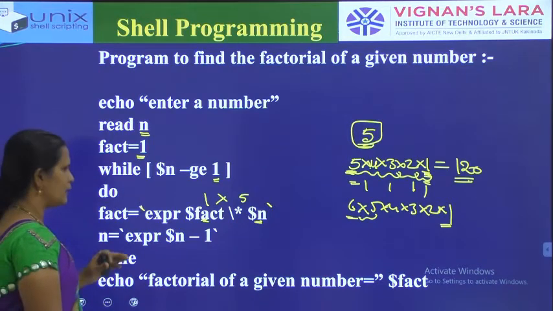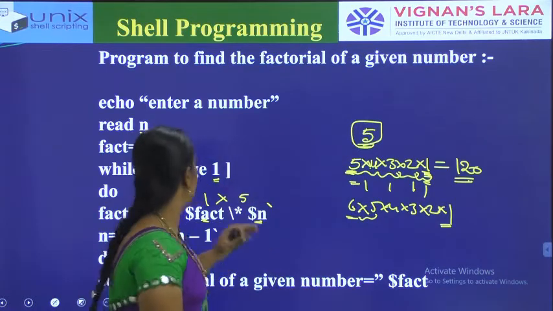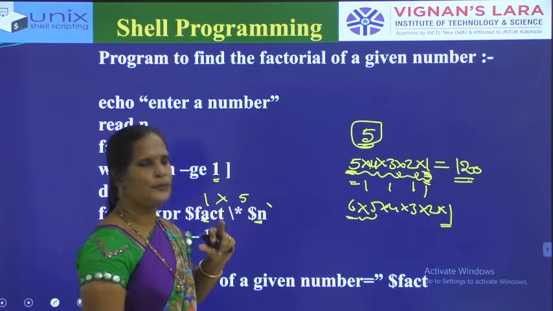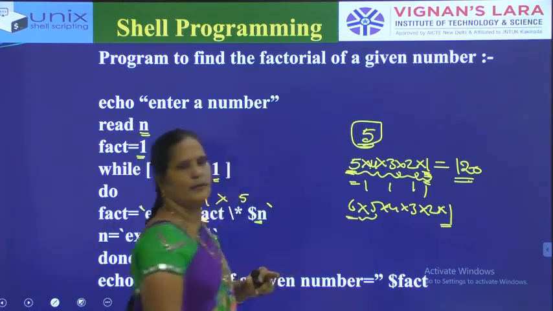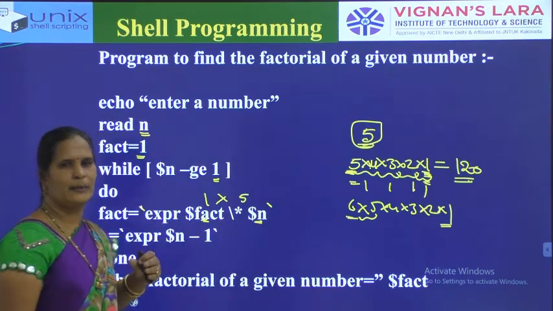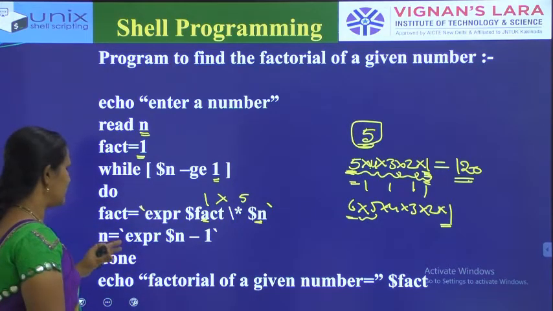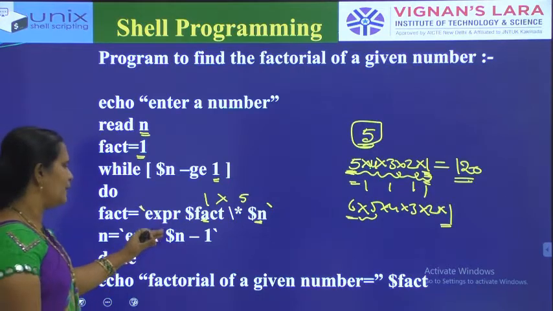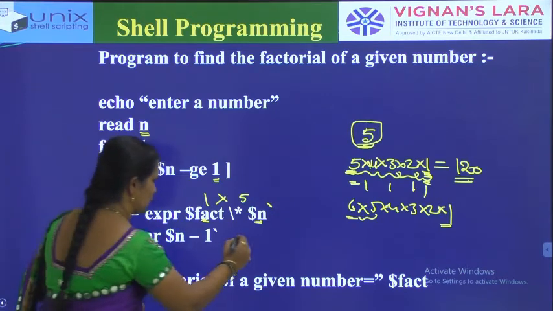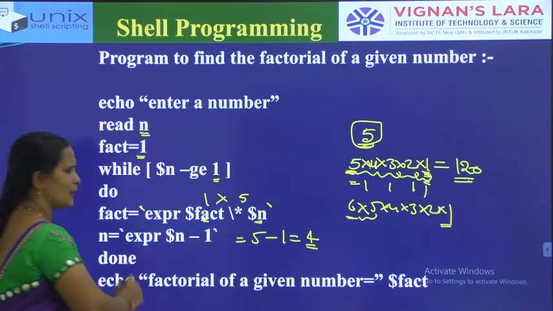Next, how to get the next value of n? Here the initial value of n is 5. In order to get the next value, what do we have to do? 5 minus 1 means we have to decrement the value of n, that is, n is equal to n minus 1. By using the EXPR command, we specify n is equal to EXPR space $n space minus 1. Now the value of n is 5 minus 1, which is 4. This 4 is stored in the variable n.